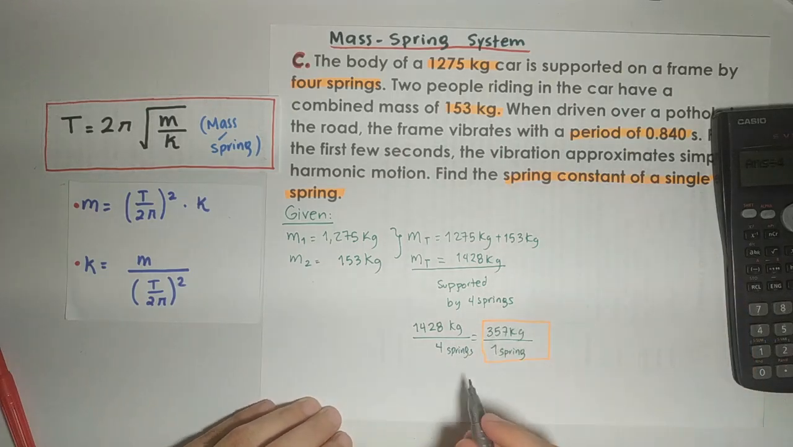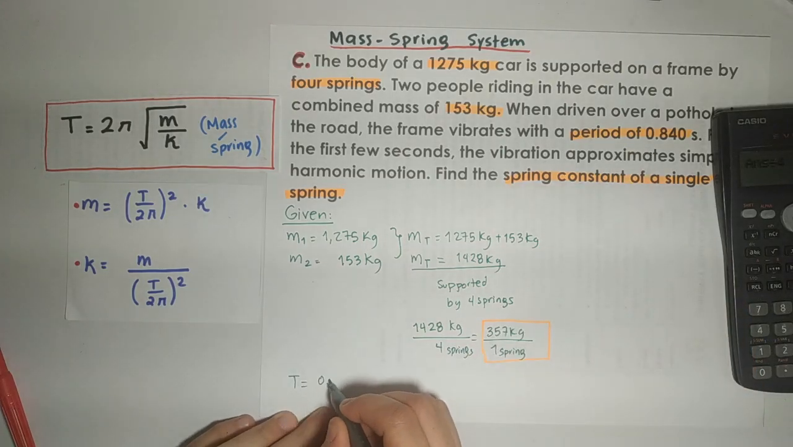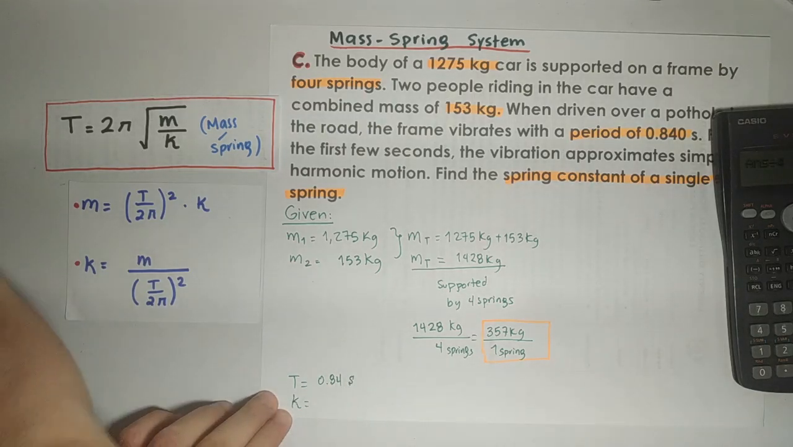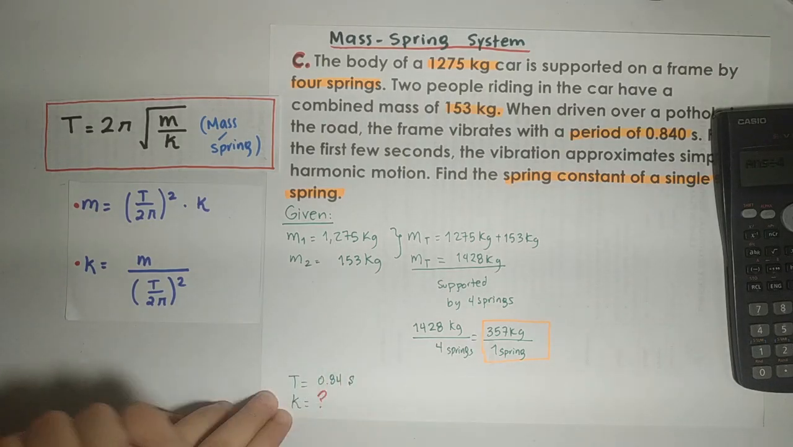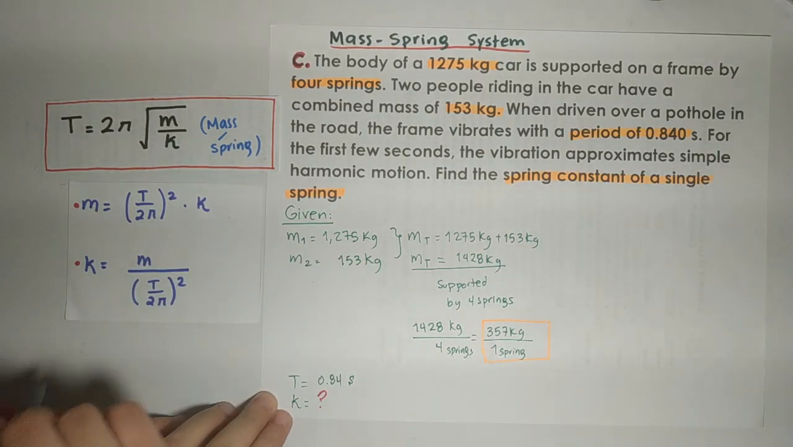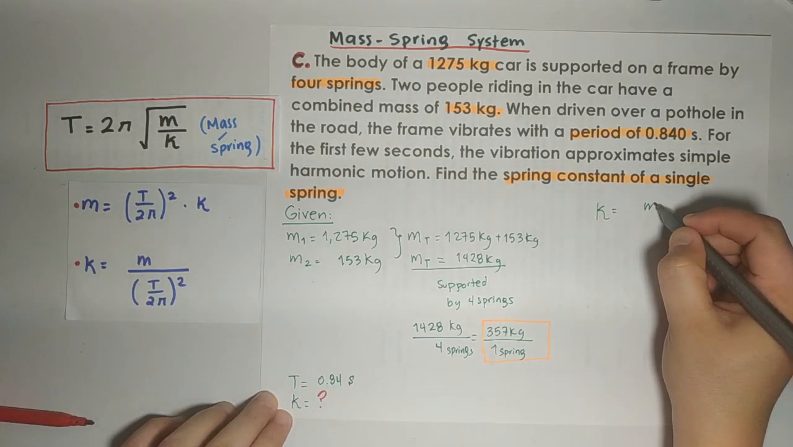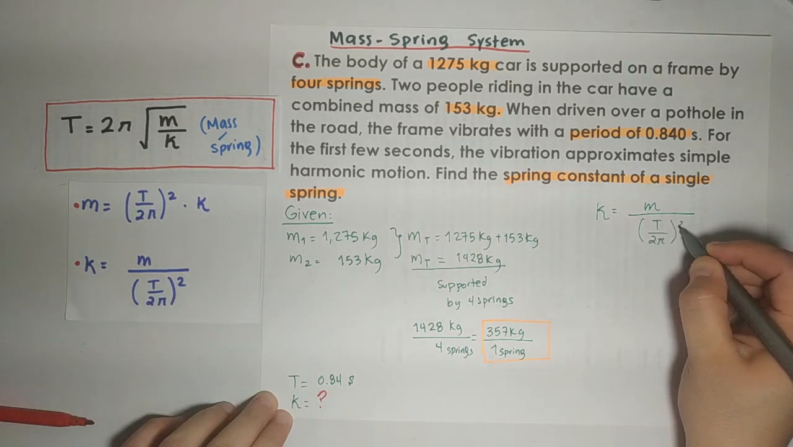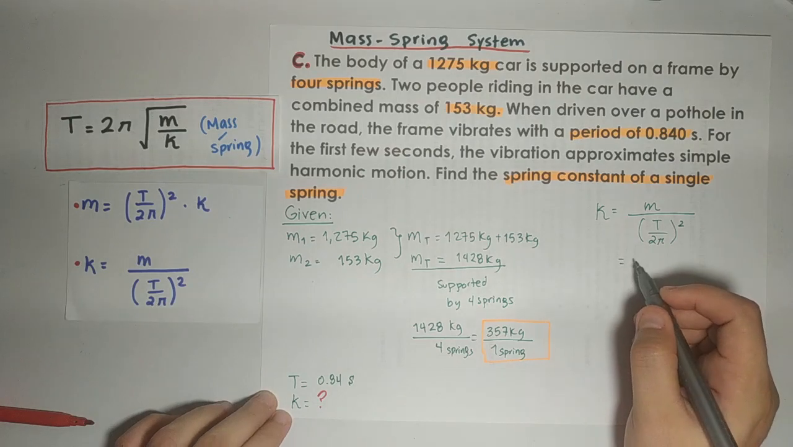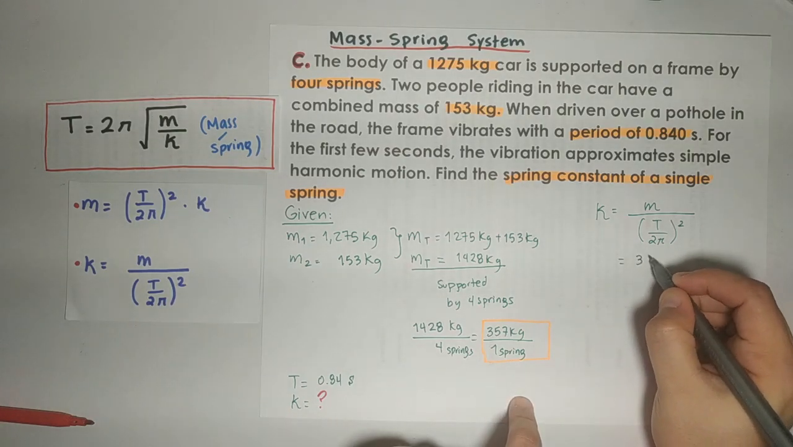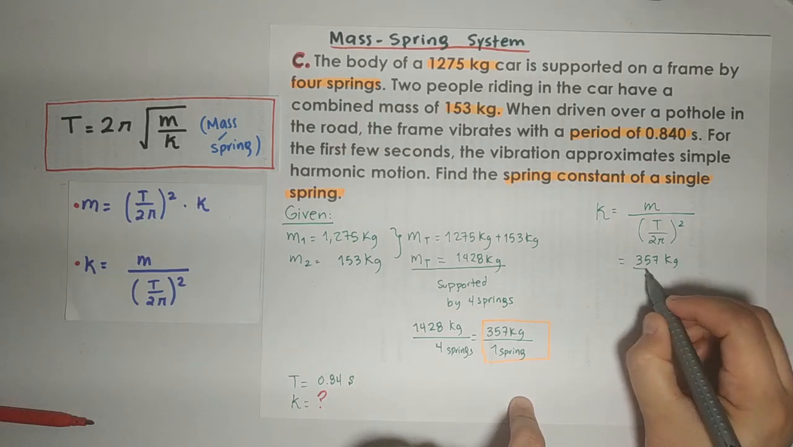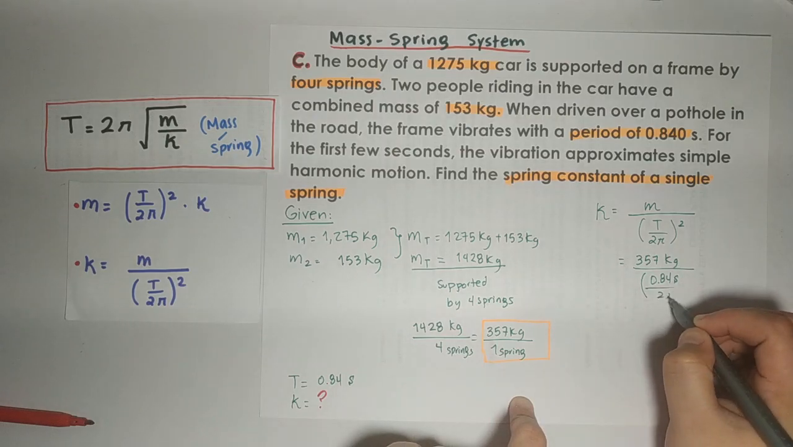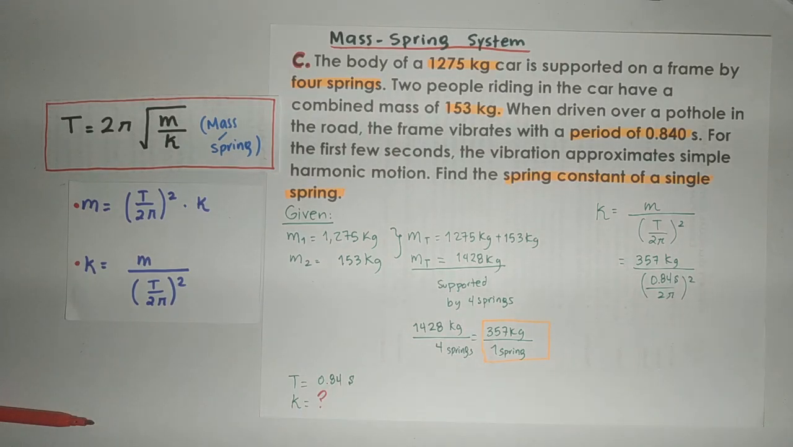Now, the period is 0.84 seconds, and I need to find the spring constant. K is going to be unknown. So according to the formulas, K is mass divided by the period over 2 pi, raised to the 2nd power. Let's plug in the givens, and we have 357 kilograms divided by 0.84 seconds divided by 2 pi, to the 2nd power.